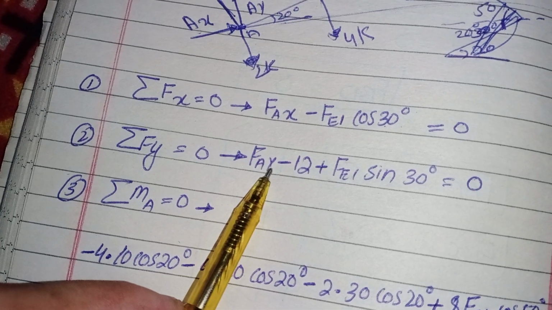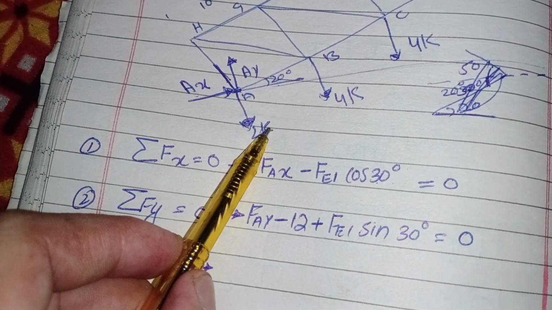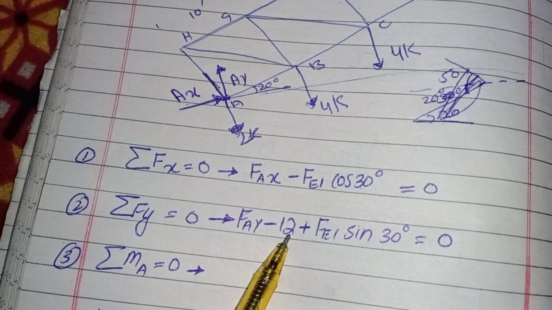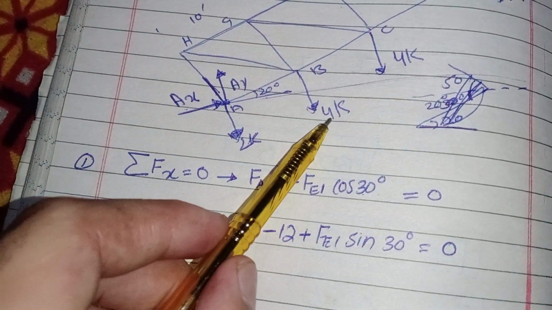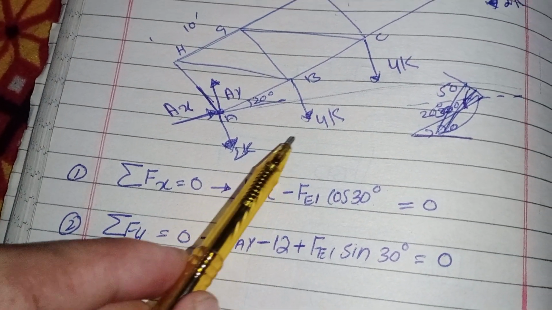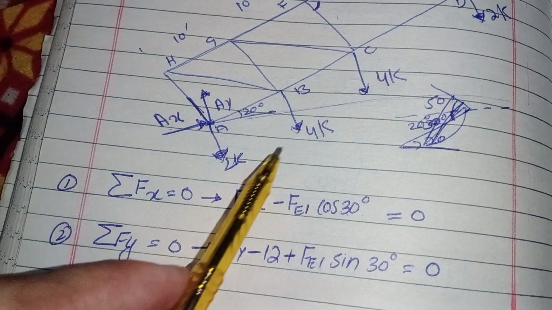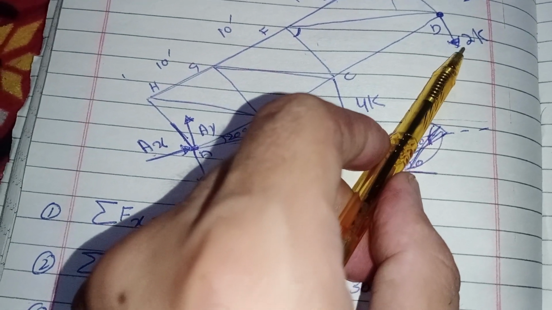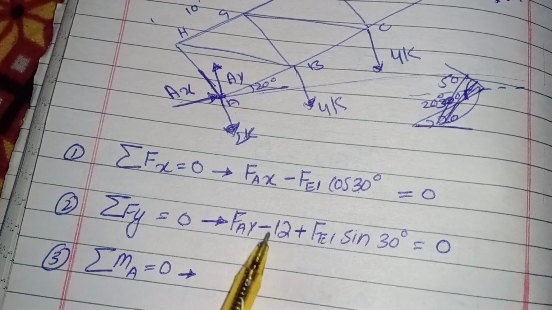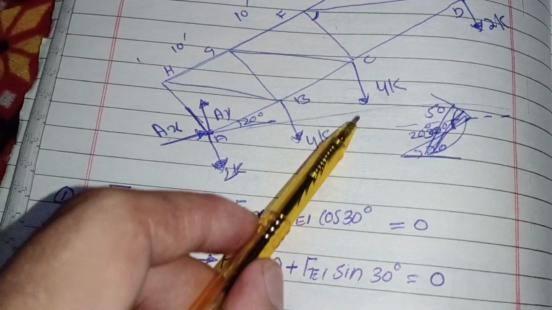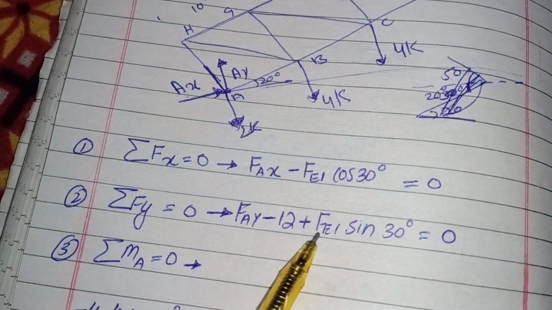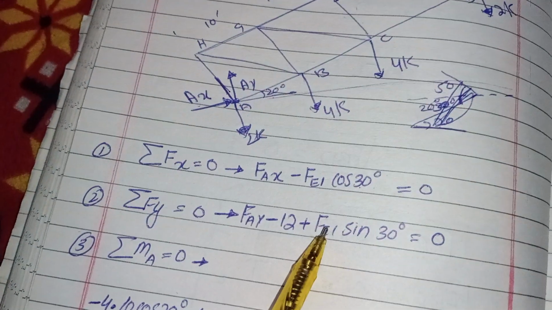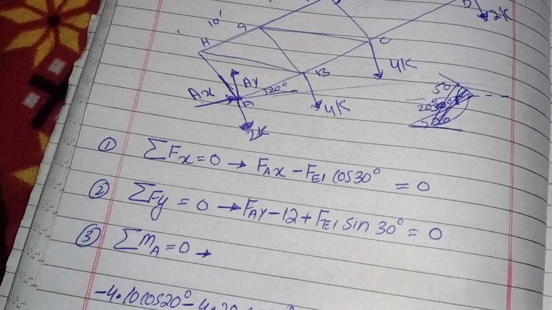to 0. So FAY is this vertical force, and the other vertical force is negative 12, which is 2 plus 4 equal to 6, plus 4 is 10, plus 2 equal to 12, negative 12, because all these forces are directed downward, plus one vertical component of this force FEI. So FEI sine 30 degrees equal to 0.